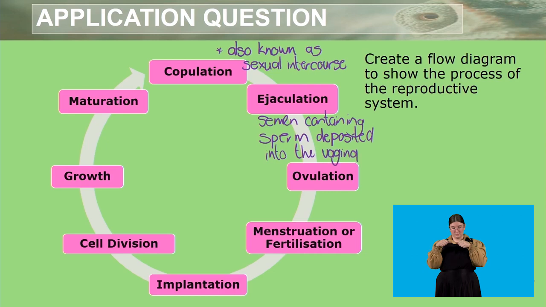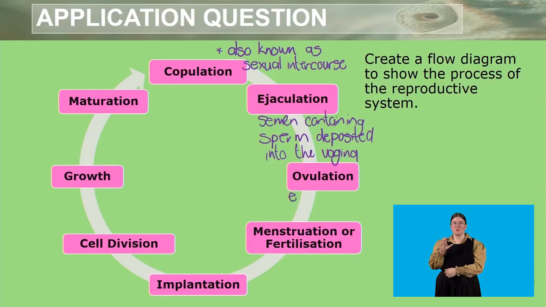Okay. Then we look at ovulation. In order for, well, a baby to be born or fertilization to take place, the ovaries will release an egg cell, and that process is known as ovulation. And so we'll write egg cell is released, and we know which part of the female reproductive system the egg cell is released into. Egg cell is released into the fallopian tube.